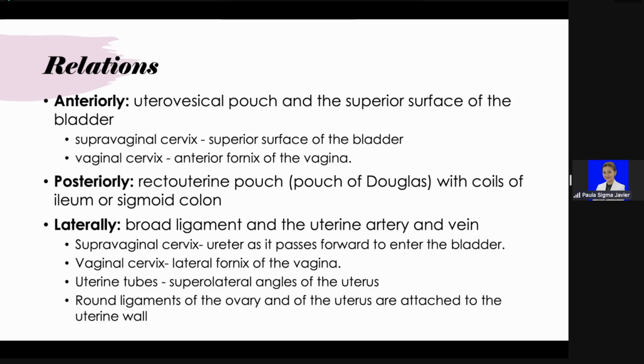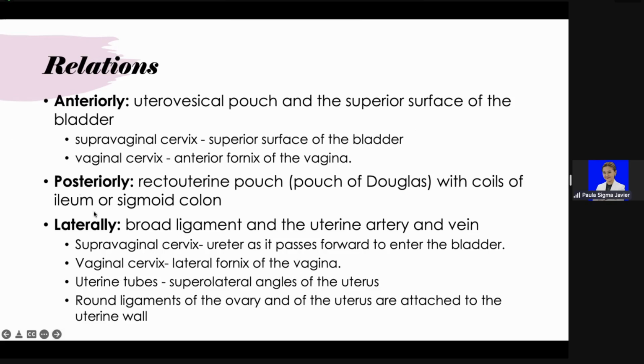Laterally, if you see the whole female pelvic cavity on coronal view, you will already be able to visualize what are related to the uterus laterally. So we have the broad ligament and the uterine artery and vein. For the supravaginal cervix, it is related to the ureter as it passes forward to enter the bladder. Diba? We saw this earlier. The vaginal cervix is related to the lateral fornix kasi nga lateral, diba?